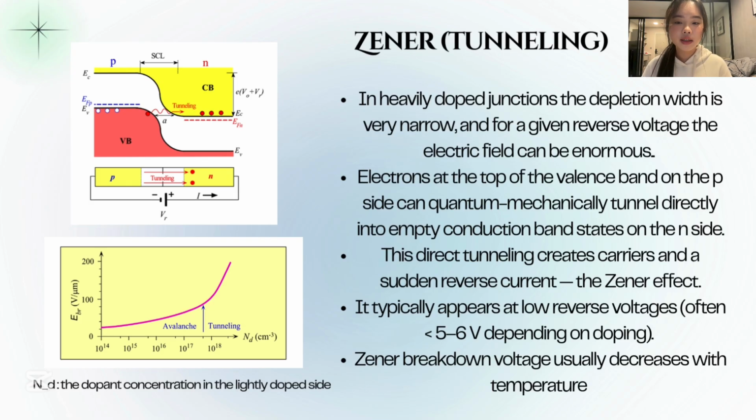The Zener effect typically appears at low reverse voltages, often less than 5 to 6 volts, depending on doping. Because tunneling probability increases when the bandgap narrows with temperature, Zener breakdown voltage usually decreases with temperature, a negative temperature coefficient.